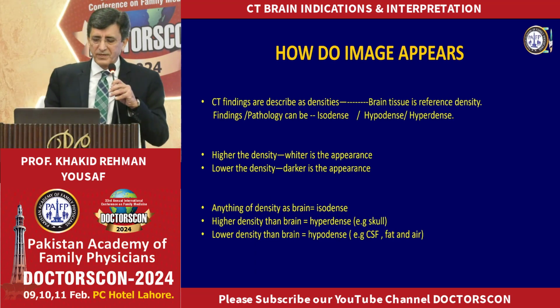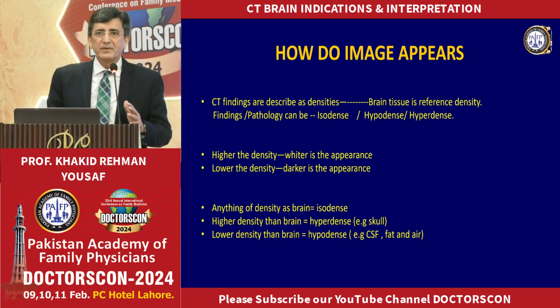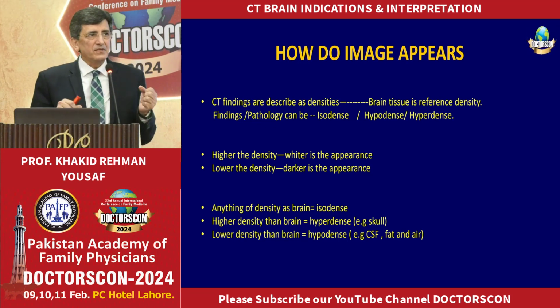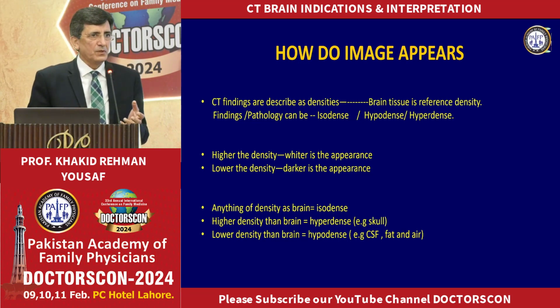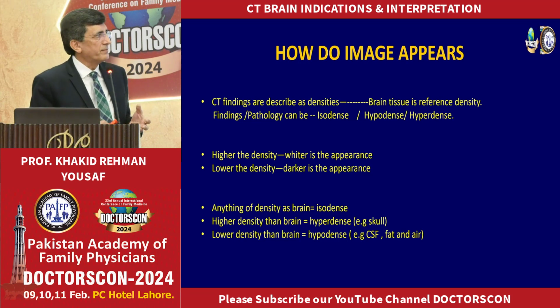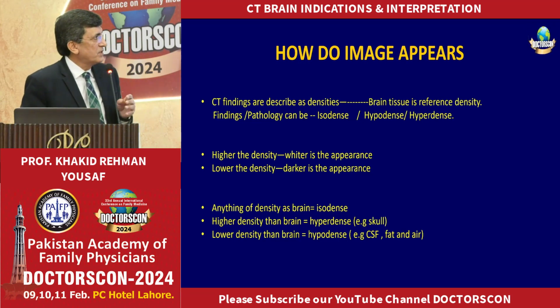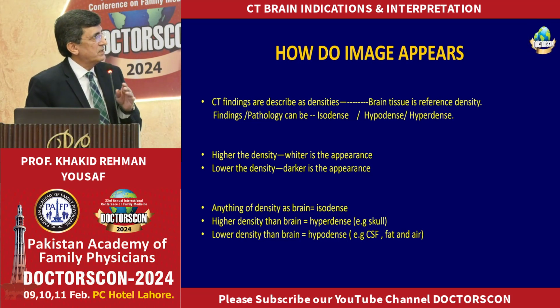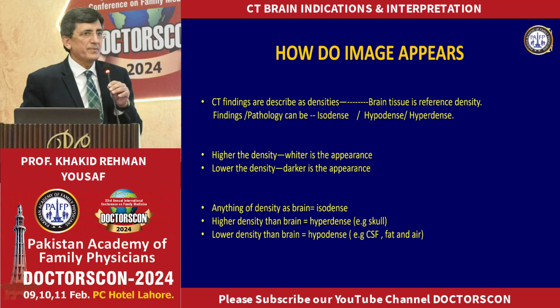This is a very important slide for you. How does the image appear? CT findings are described as densities. What does density mean? Density means the compactness of a tissue, which has a certain atomic number. That means on a CT, we describe a structure as isodense, hypodense, or hyperdense.